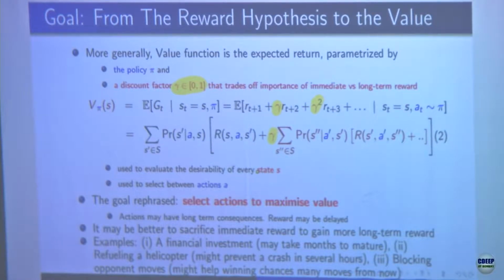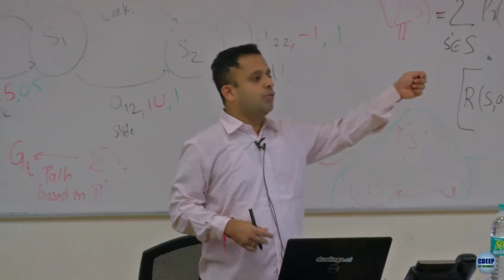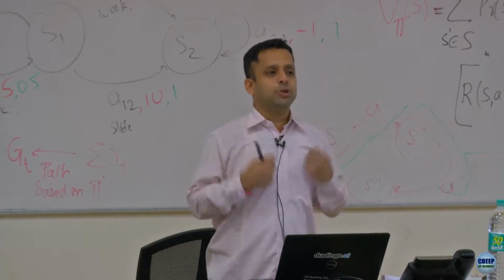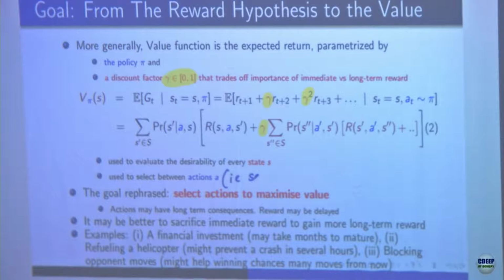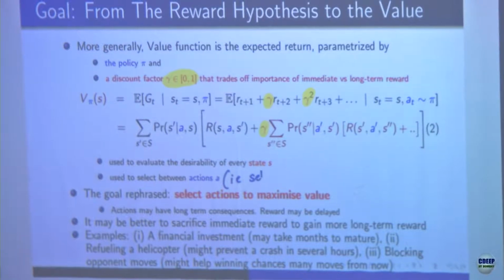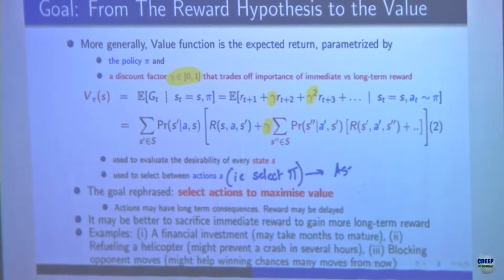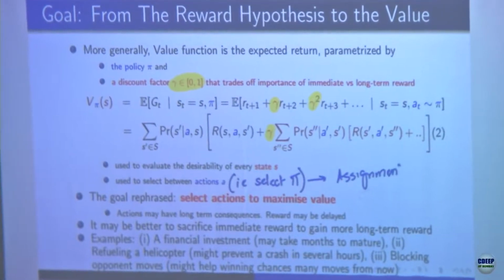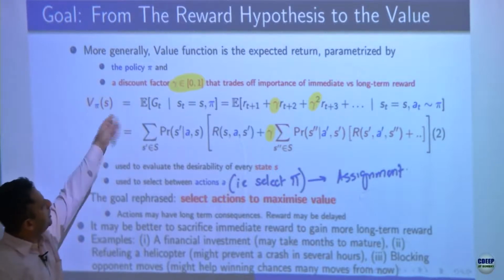And you can use V pi also to choose an action, like a series of actions. You can choose not just an action, but a policy as well, right? Which pi will maximize the value associated with this state? So when I say choose between actions, that is selecting pi, and this is your assignment basically. Select actions to maximize value. And the structure you want to use in your assignment is exactly what I have written here.